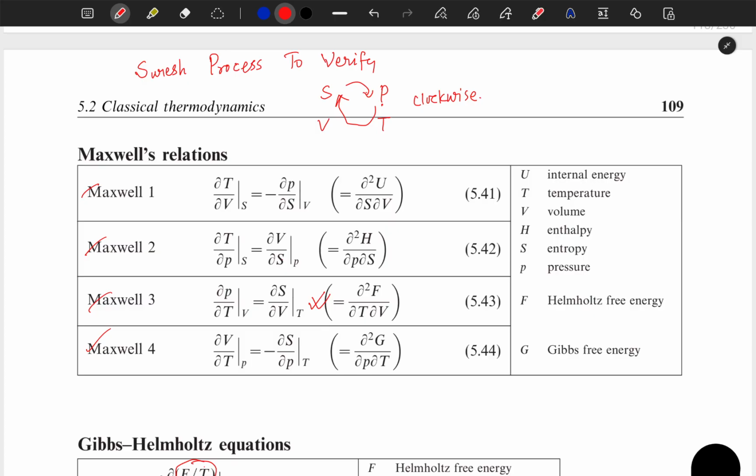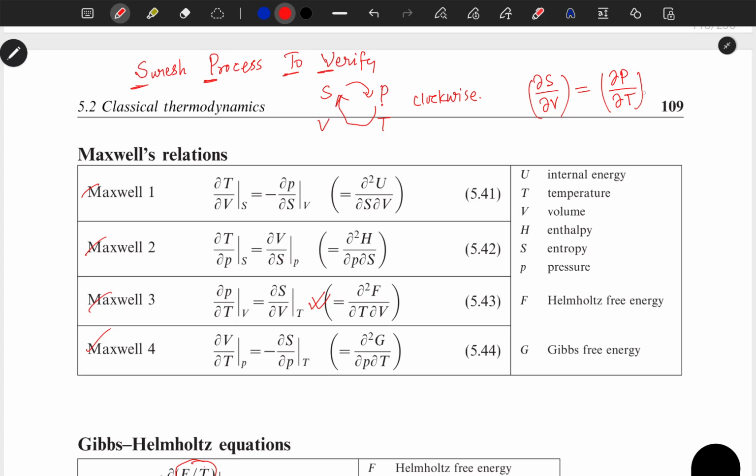Now Maxwell relations. We will remember the relations using the following method. S, P, T, V: whenever it goes in the clockwise direction, we take a positive sign. So the first thing, in the positive direction, gives the relation with P, T, V. If we get this relation, we will use it.